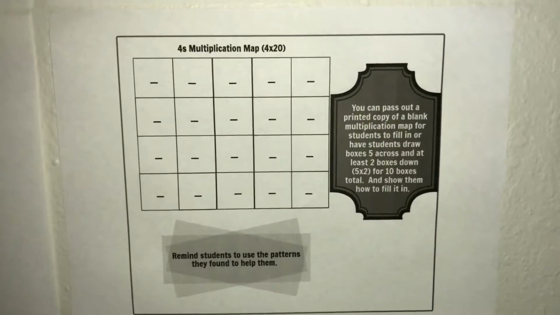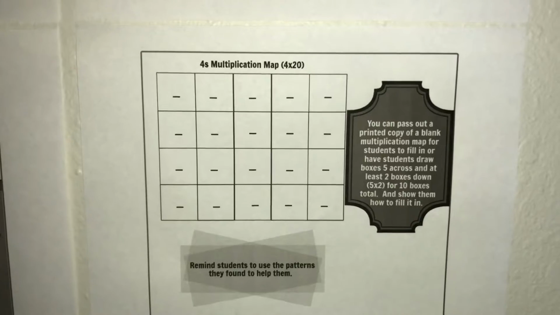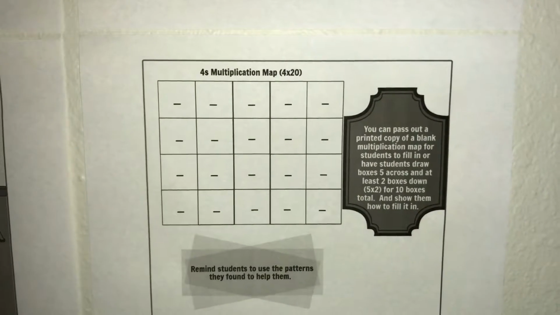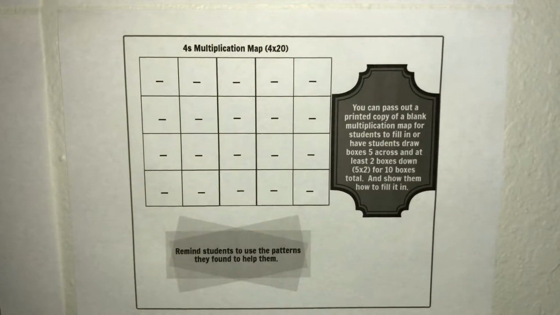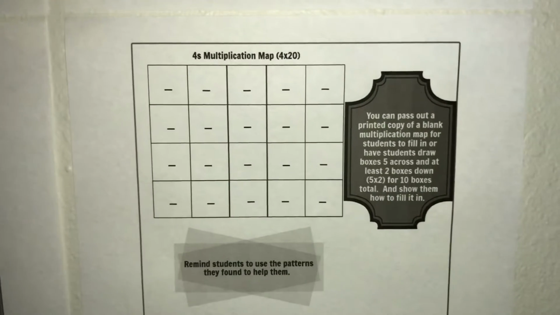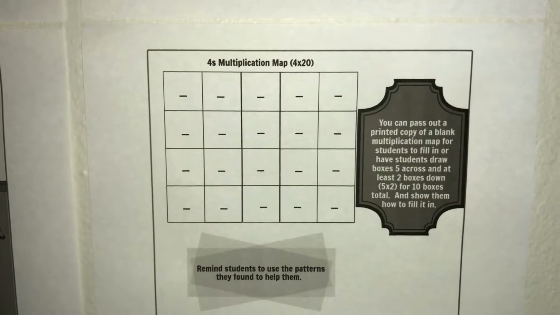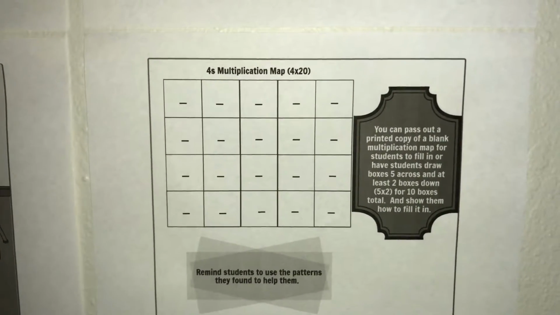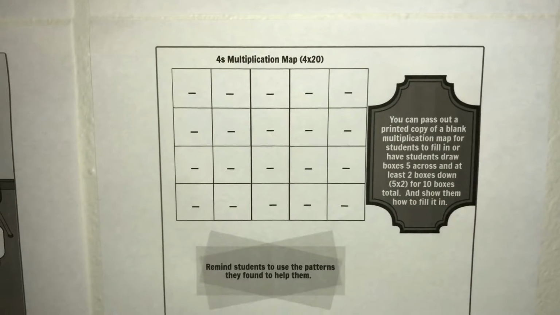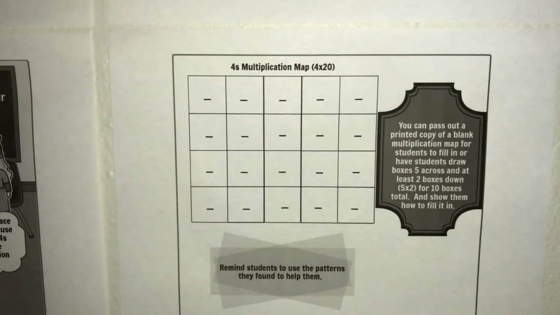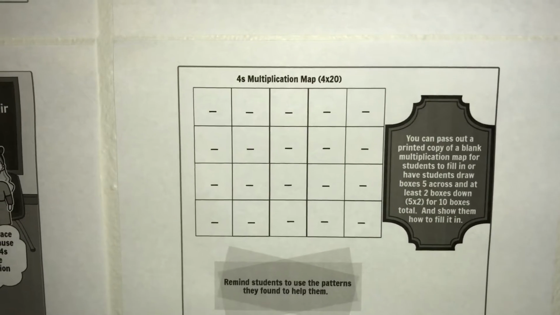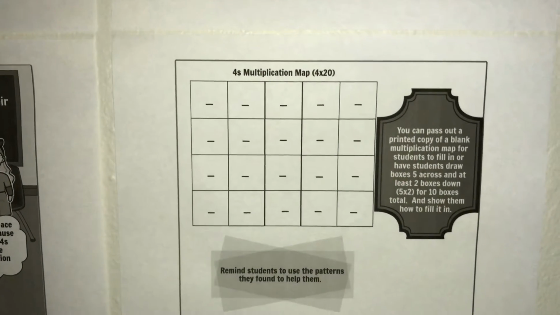You can have it pre-printed, you can have students draw it, but it needs to be 5 boxes across and 2 boxes down. This helps a lot of your students to remember where the facts go. You can use the dash marks like I did. You can leave it blank. You can put 2 dash marks for the double digits if you need to give extra help to some of your students.